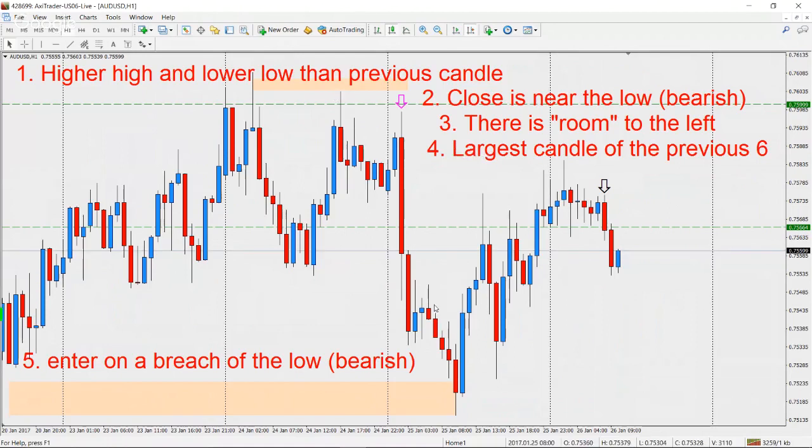Now, in both cases, the very next candle does trade lower than the low, right? So the candle that's identified here with the black arrow, the next candle does trade lower, so that's where the trade would be triggered. The sell stop would be triggered below the low. My stop loss goes up above the high.